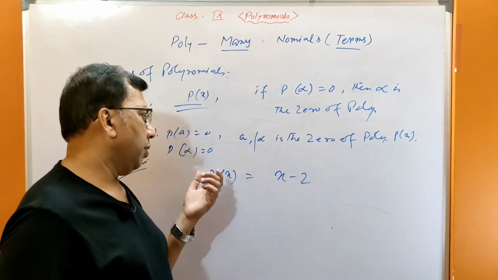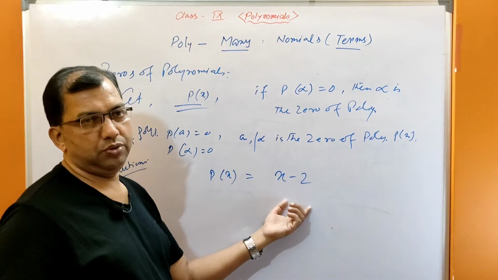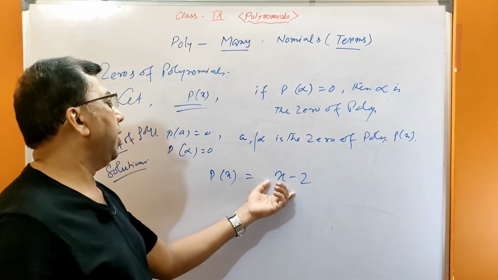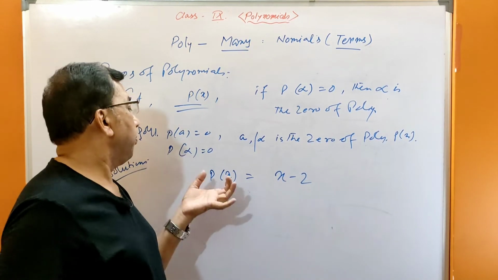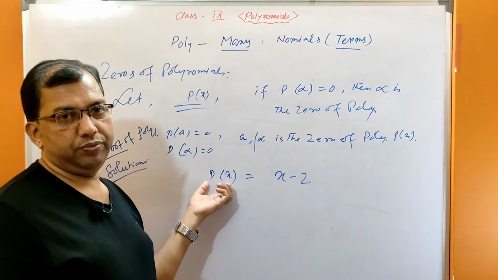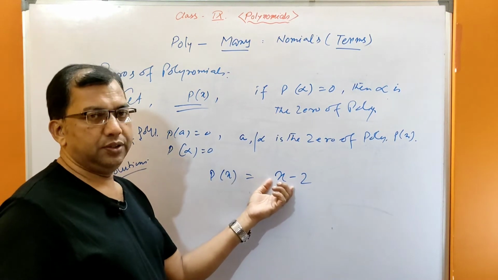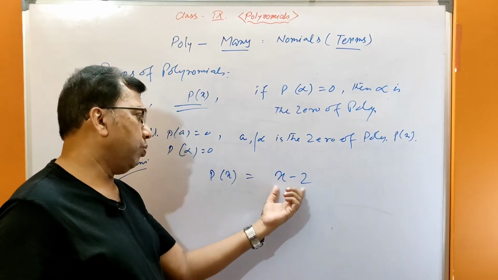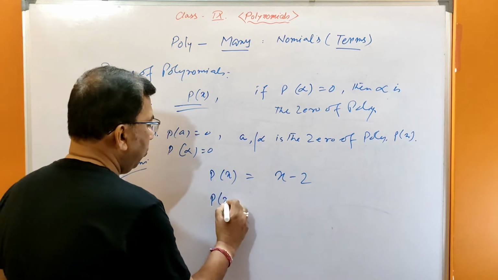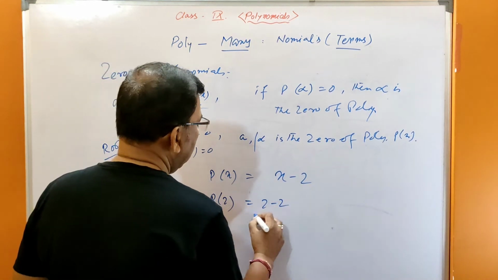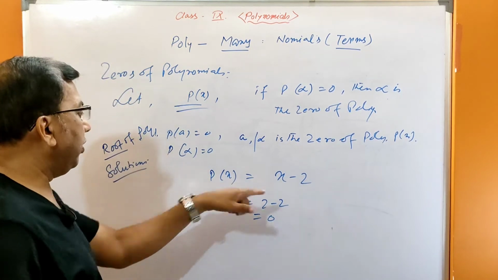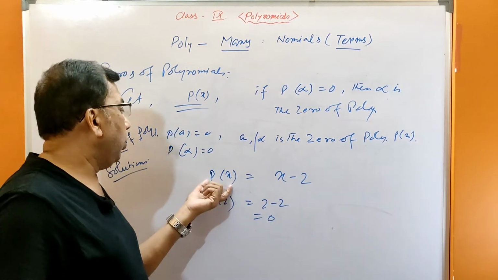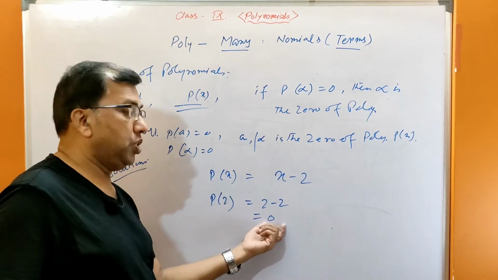Okay, polynomial p(x) equals x minus 2. If you put a number instead of x, the polynomial p(x) will be 0. So if you find p(2), that is 2 minus 2 equals 0. So p(2) equals 0. If you put the value 2, then the value of the polynomial p(x) will be 0.